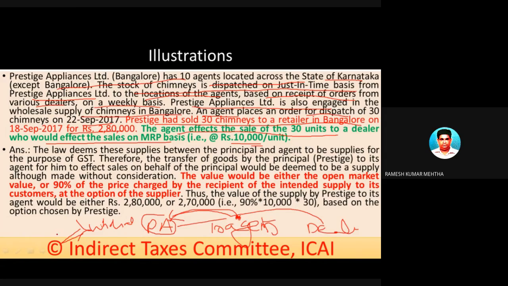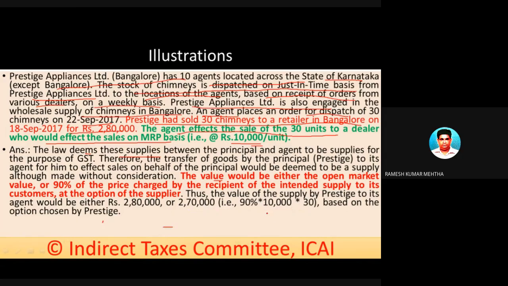So let's look at the answer. The law deems these supplies between the principal and the agent to be supplies for the purpose of GST. Therefore, the transfer of goods by the principal to its agent for him to effect sales on behalf of the principal would be deemed to be a supply. Now the value, let's look at the answer. This is very, very important. The value would be either the open market value or 90% of the price charged by the recipient of the intended supply to its customer, at the option of the supplier.